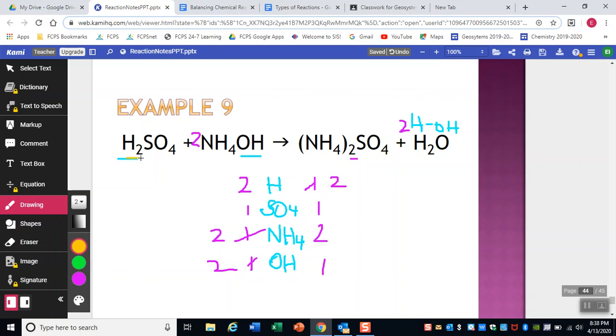All right, so I've got 2 hydrogens and 2 hydrogens. And then I've got 1 sulfate and 1 sulfate. And I've got 2 ammoniums and 2 ammoniums. And I've got 2 hydroxides and 2 hydroxides. All right, so that works out. And so my coefficients are going to be 1, 2, 1, 2.